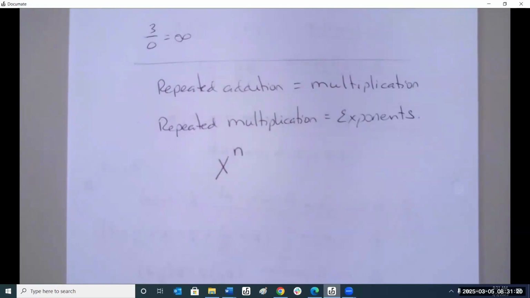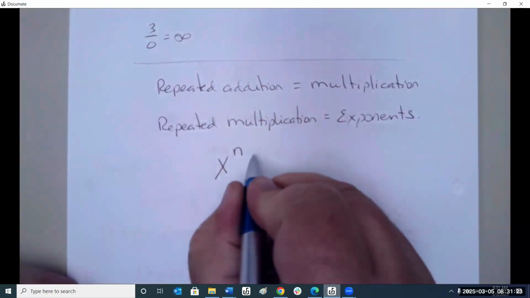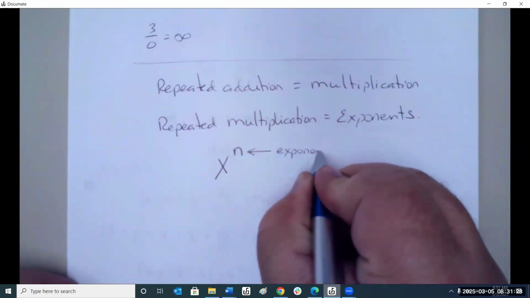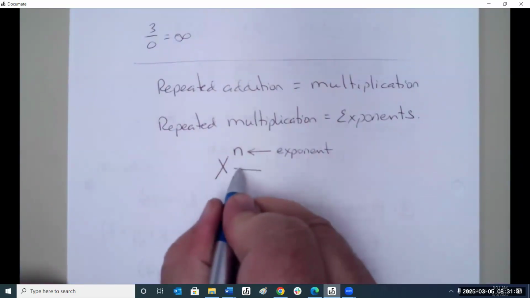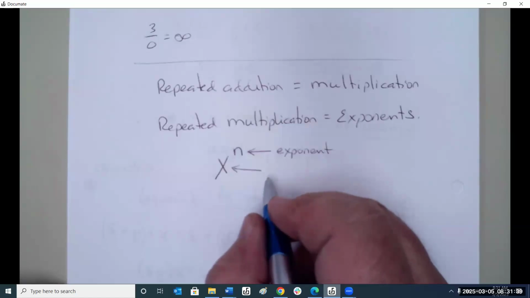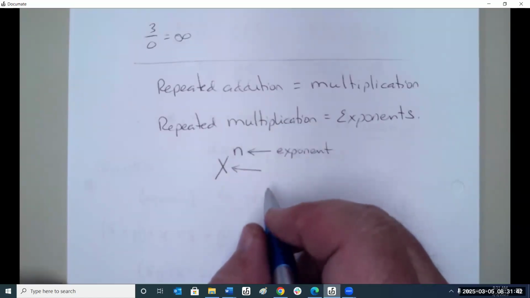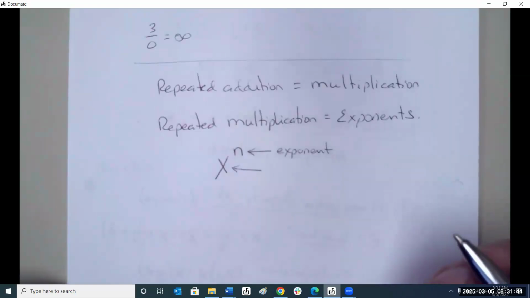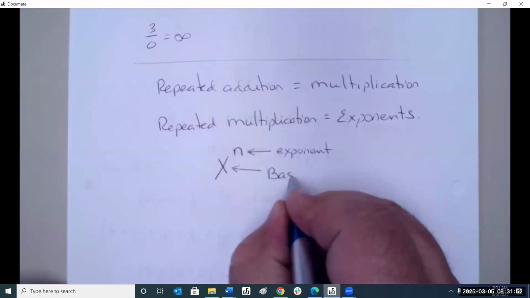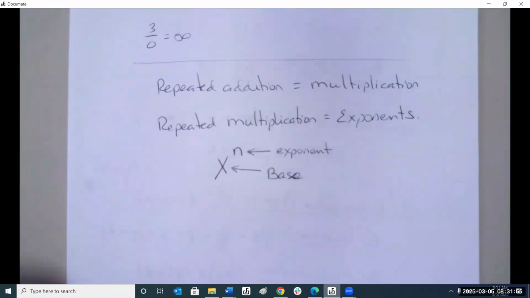There's an example of an exponent. This number up here is called the exponent. What is this number down here called? It's a 4-letter word. You have 4 of them in a baseball diamond. Yeah, first base, second base, third base, and home base, home plate.